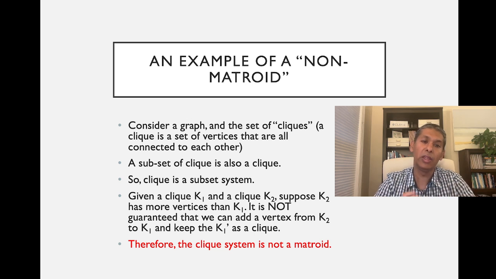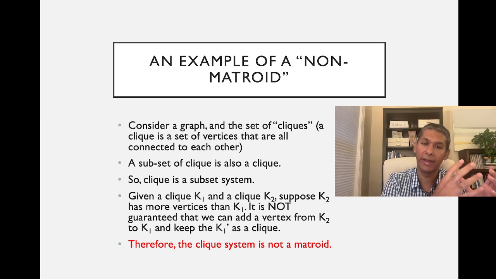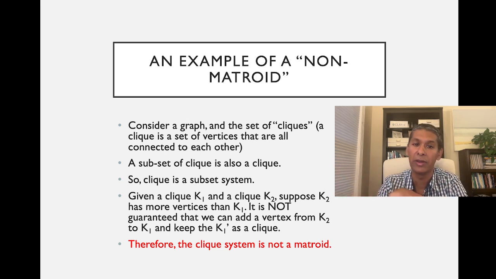However, now think you have a clique over here that has maybe some vertices, and a clique over here that has more vertices. But now it's not guaranteed that you can add a vertex from here to here and this will become a clique. Maybe these vertices are not connected to these vertices at all. So you cannot add anything to the first clique here. So therefore, the clique system does not have the augmentation property. It's not a matroid.